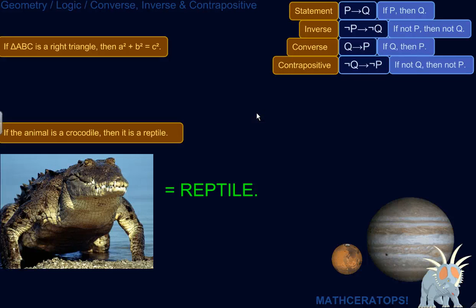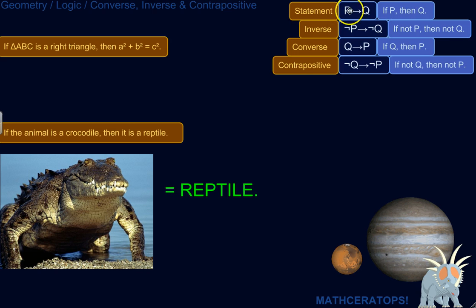Alright, let's look at some different kinds of logical statements, and specifically some derivations of logical statements. And that are the inverse, converse, and contrapositives of a statement, of an if-then statement. So I'm using a little bit of symbolic logic here, and I've translated it into English here.